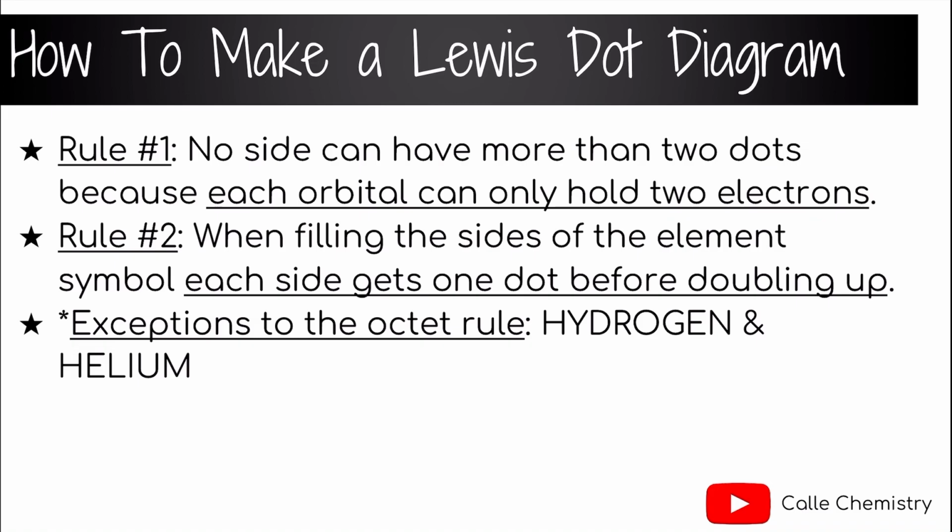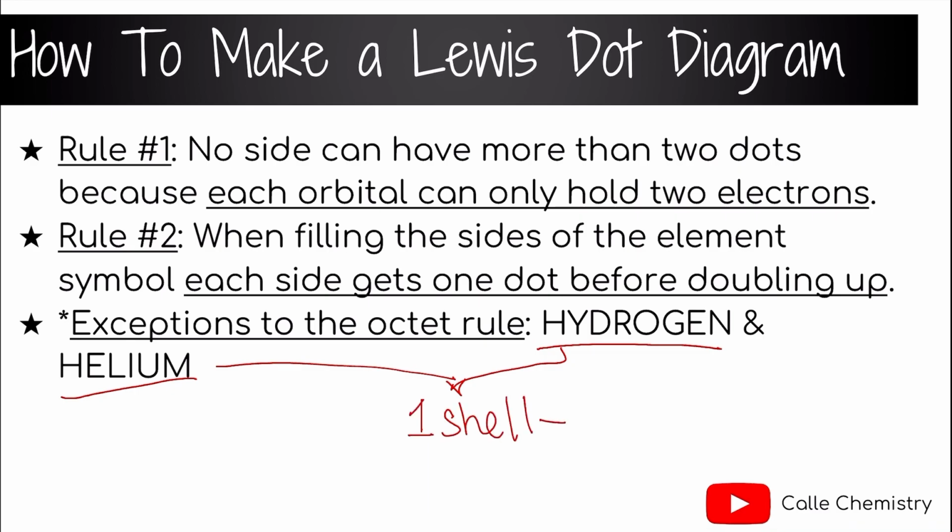Now we have to review some exceptions to the octet rule. For this, I have put here hydrogen and helium are the exceptions to the octet rule. The reason that these two are listed here is because these two only have 1 shell. And since they only have 1 shell, that 1 shell can only hold 2 electrons. So in no way will it ever have 8 electrons. It cannot hold 8 electrons. Its one and only shell can only hold a maximum of 2 electrons.